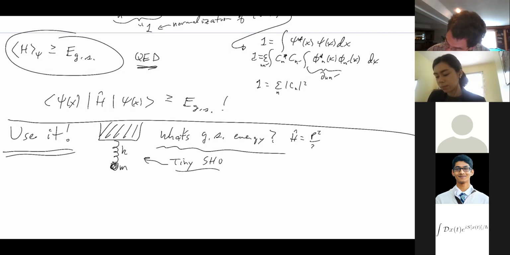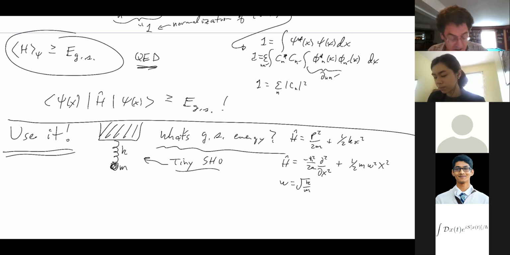It's equal to p² over 2m plus the potential energy, 1/2 kx squared. Another way to write it is: the kinetic energy is negative ħ² over 2m times the second derivative with respect to x. Let's just do this in 1D, plus 1/2 m omega squared x squared, where omega is equal to the square root of k over m. Your old friend, the spring frequency. You guys all know that.